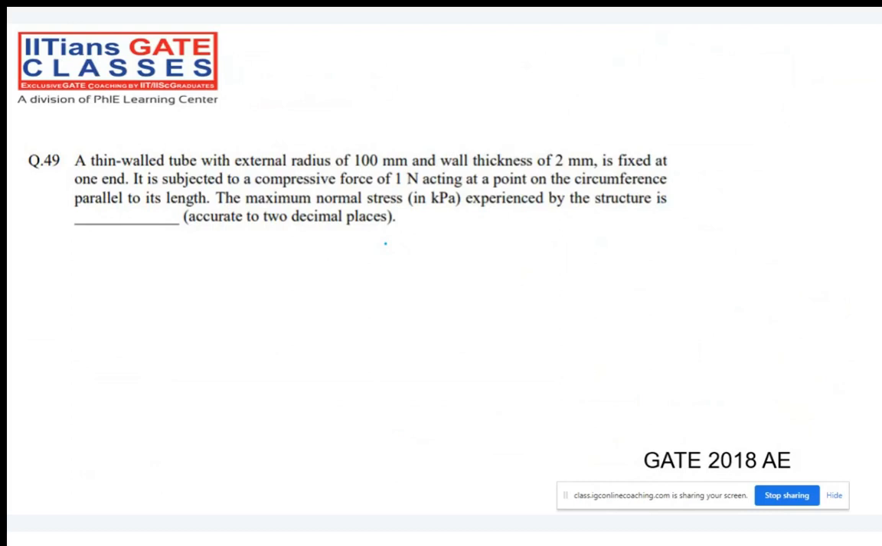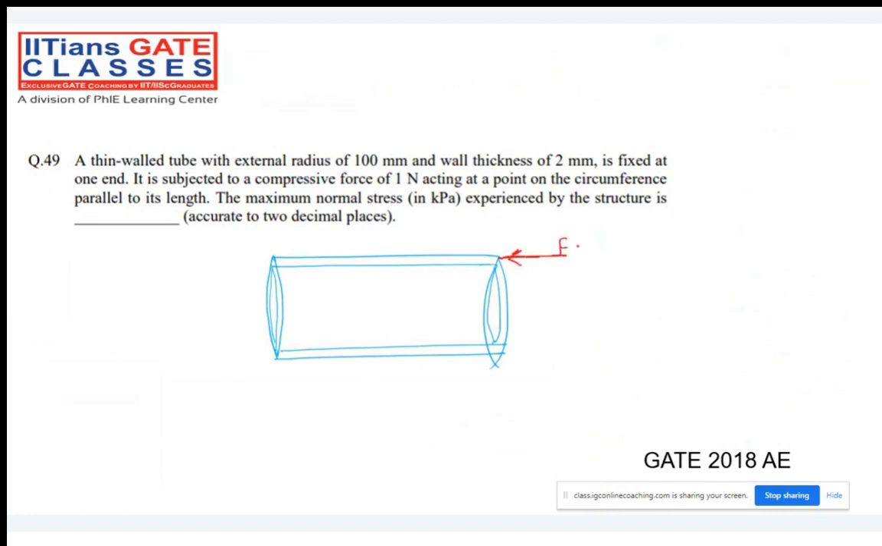A thin wall tube with an external radius of 100 mm and wall thickness 2 mm is fixed at one end. It is being subjected to a compressive force of exactly F, 1 Newton, at the circumference, parallel to the length. External radius, what they have given, 100 mm. Thickness, they have given as 2 mm. They are asking what normal stress this structure will experience.